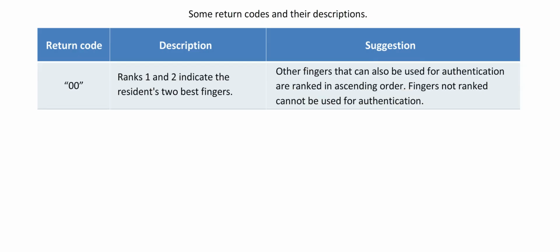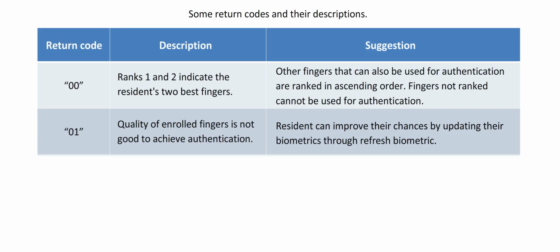Here are some return codes and their descriptions. Return code 00 indicates the ranks 1 and 2, which indicate the resident's 2 best fingers. Other fingers that can also be used for authentication are ranked in ascending order. Fingers not ranked cannot be used for authentication. Return code 01 indicates quality of enrolled fingers is not good to achieve authentication. Resident can improve their chances by updating their biometrics through refresh biometric.